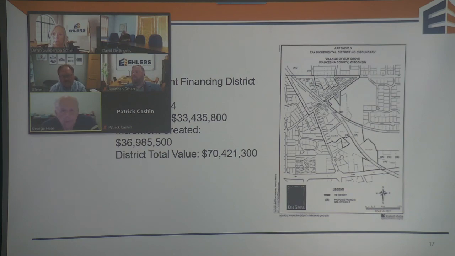Besides that, the school district has to sign off on it and say it's okay. They do, they go through that, as part of the joint review board, yes. The joint review board, WCTC and the county, they all get together and they all have to sign off on it.